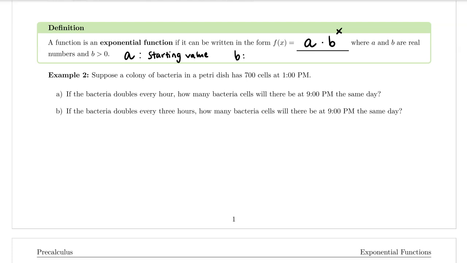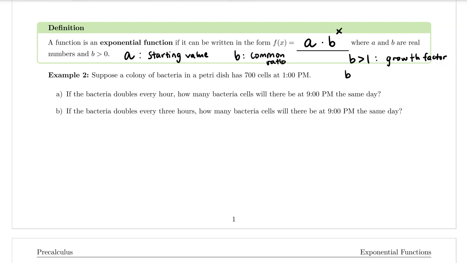And b also has some different names. Sometimes you'll hear it called the common ratio. And another thing that you'll hear b called is the growth factor. If b is greater than 1, then it's called a growth factor, because when we have an exponential function and the base b is positive and greater than 1, then it's called a growth factor and our output values are growing.